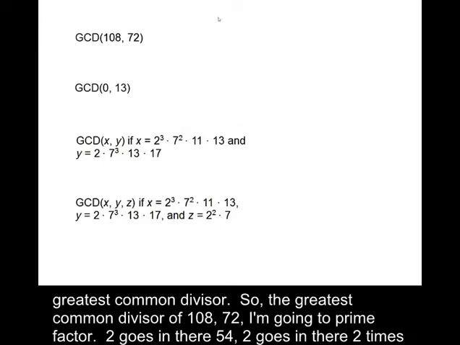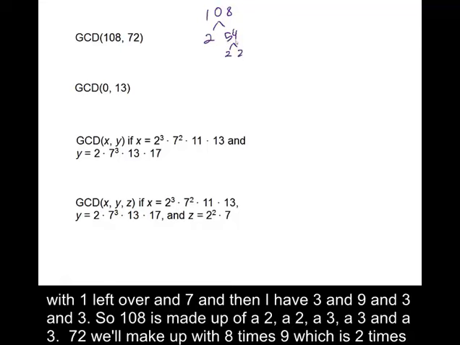So the greatest common divisor of 108 and 72, I'm going to prime factor. 2 goes into 108, 54 times. 2 goes into 54 2 times with 1 left over, and 7. And then I have 3 and 9 and 3 and 3. So 108 is made up of a 2, a 2, a 3, a 3, and a 3.